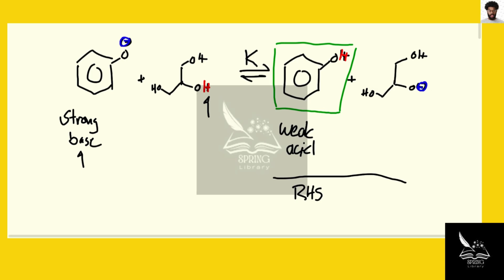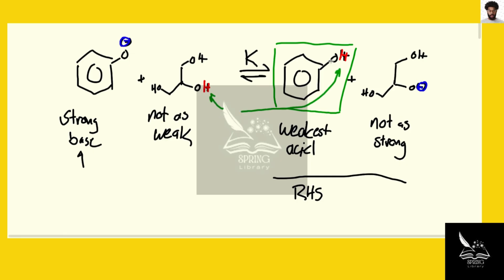So if phenol is the weakest acid, right, then it means that this acid isn't as weak. Not as weak. And that the conjugate base, not as strong. Right? So all that phenol being the weakest acid is telling us is that if we have to pick between the proton being here or the proton being here, that it's going to be more likely to be on the phenol because that's the weaker acid.